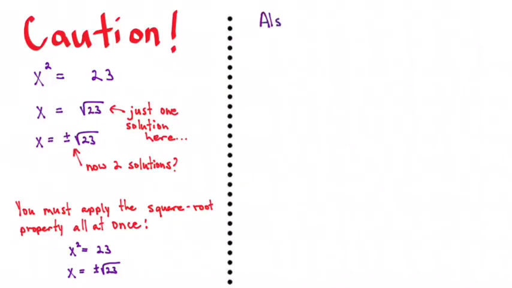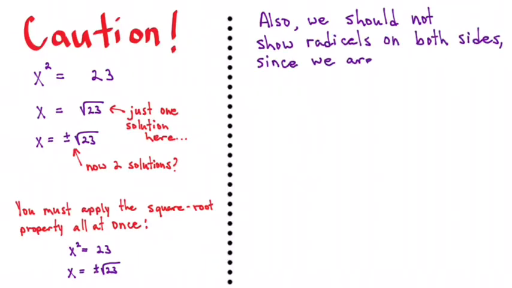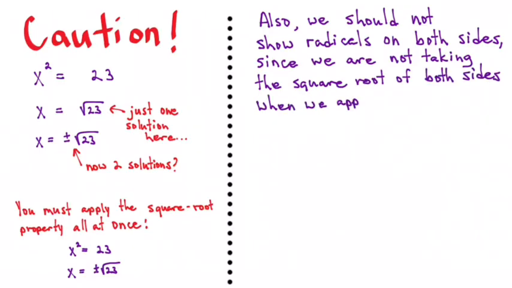So remember, I would ding you just a little bit for doing it in 2 steps like this. Another thing to watch out for is that we should not show radicals on both sides, because we're not officially taking the square root of both sides when we apply the square root property.